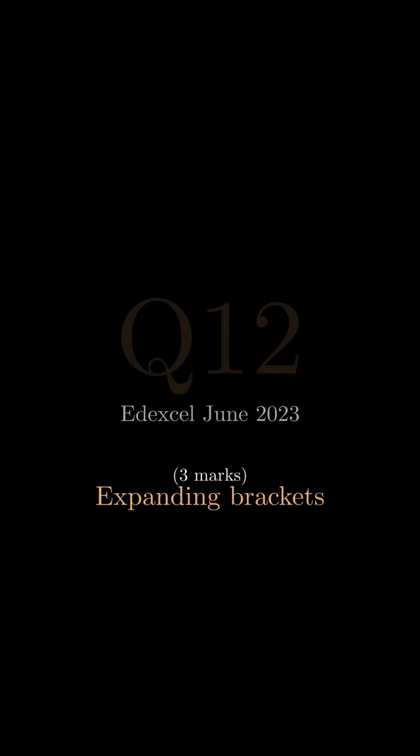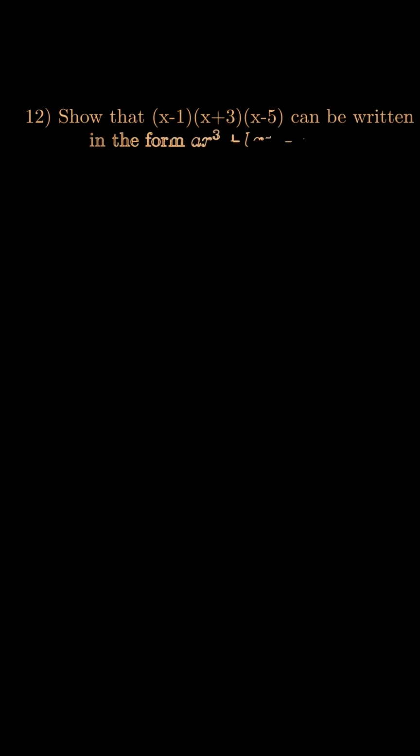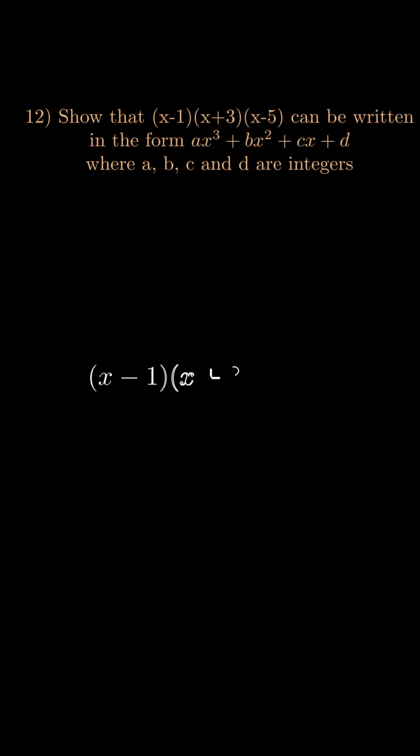Show that x minus 1 times x plus 3 times x minus 5 can be written in the form ax cubed plus bx squared plus cx plus d, where a, b, c, and d are integers. We'll start expanding x minus 1 times x plus 3.